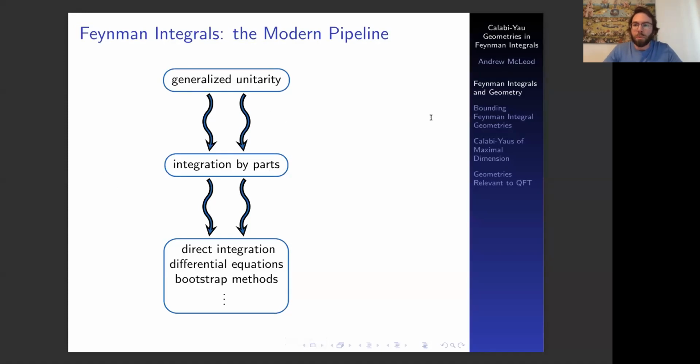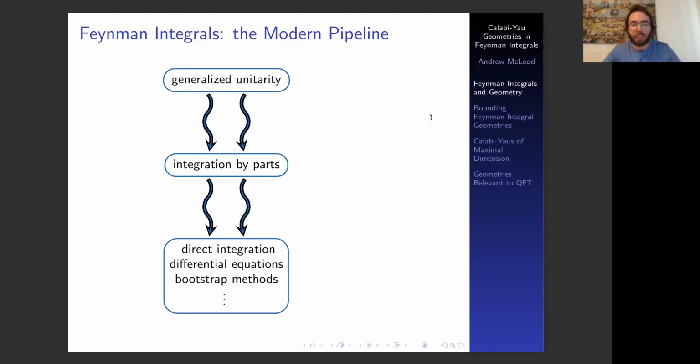So to motivate broadly the question I want to talk about in this talk, let me just review quickly the modern pipeline for how we calculate quantities such as scattering amplitudes using Feynman integrals. And that is to generally start with some kind of integrand level techniques such as generalized unitarity to identify a hopefully small set of integrals that are sufficient to compute the quantity we're interested in. We usually impose some kind of integration by parts identities to further reduce this number of integrals. But at the end of the day, we're left with some basis of master integrals that we want to evaluate in some way, shape, or form.